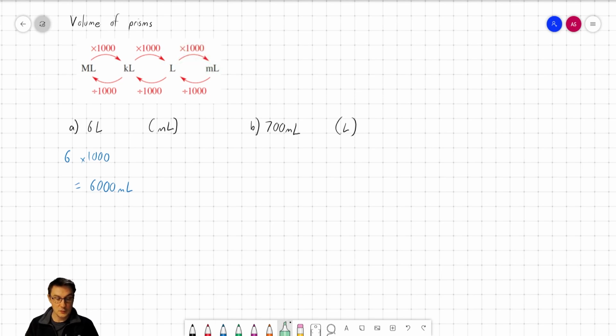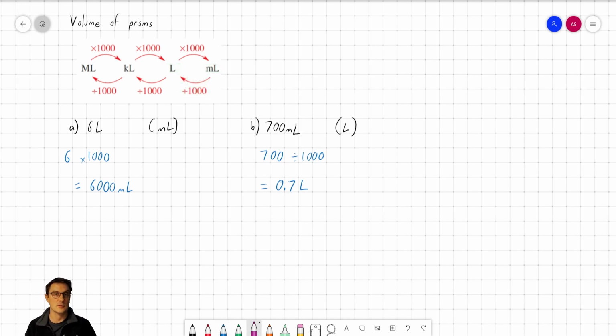For this second one, we have 700 milliliters, and we want to convert that from milliliters into liters. So this time we're starting at milliliters, and we follow the arrow to get to liters, and we can see there that we need to divide by 1000. So our working out is going to be 700 divided by 1000. When we work this out, this is going to give us 0.7, and that's going to be in liters.